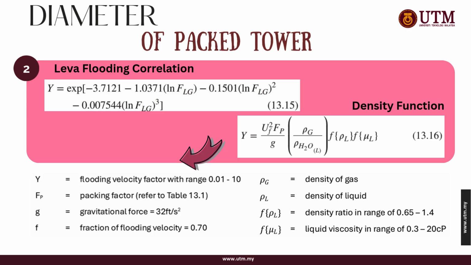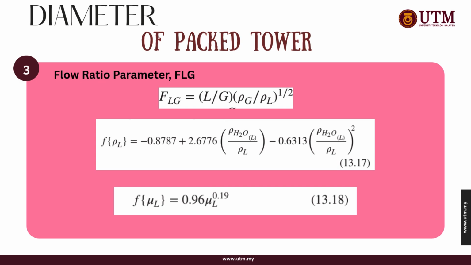Rho G is the density of gas. Rho L is the density of liquid. And F rho L is the density ratio in the range of 0.65 to 1.4. And F mu L is the liquid viscosity in the range of 0.3 to 20. And next, we're going to calculate the flow ratio parameter FLG, which is the same as for a tray tower. Formula 30.17 and figure 18 show the formula for the parameter required for the Leva flooding correlation in step 2.